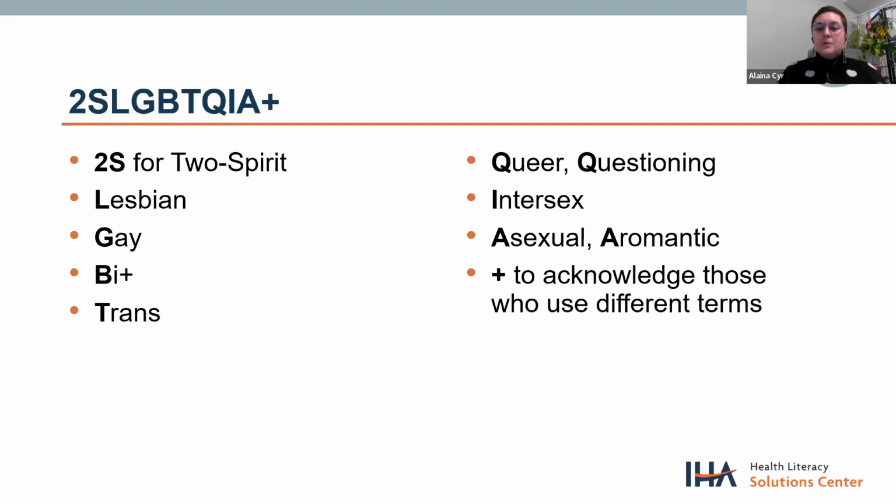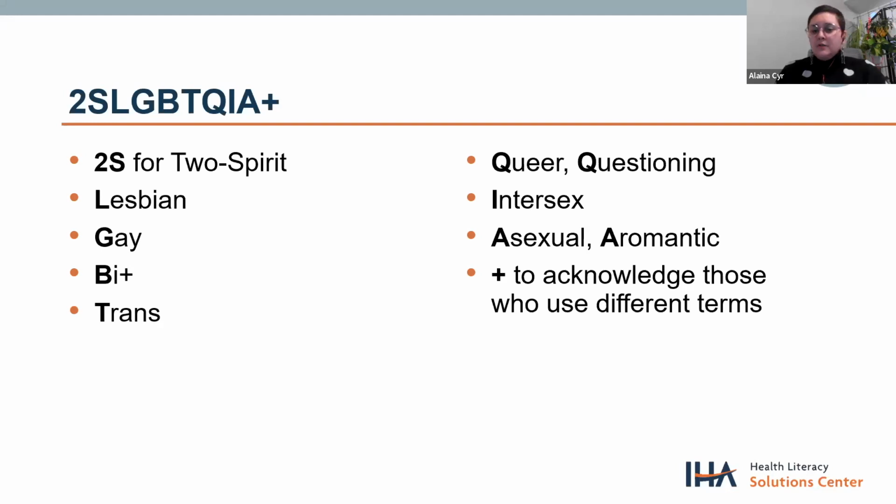T is for trans, which we also consider an umbrella term, which can include transgender, transsexual, transmasc, transfemme, non-binary, agender, androgyne, and I'm not sure I'm pronouncing that right, but bigender, pangender, gender fluid, gender queer, demi-boy, demi-girl, polygender, more and more and more. So again, I'll get into the definitions of most of those common terms later on.